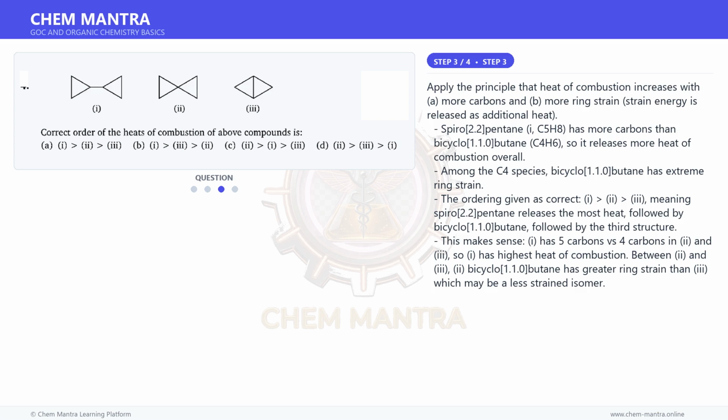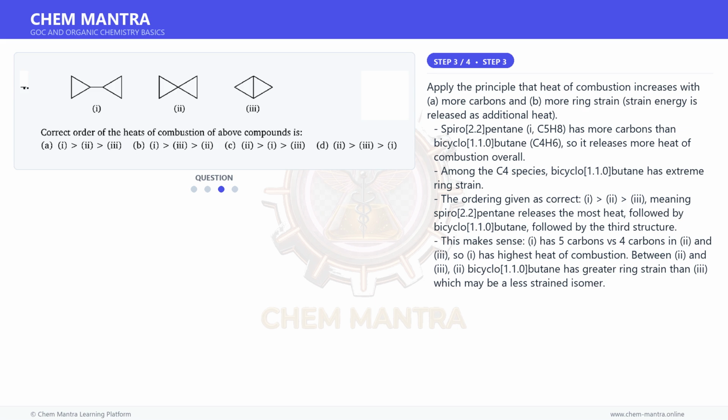Apply the principle that heat of combustion increases with A, more carbons, and B, more ring strain. Strain energy is released as additional heat. Spiro[2.2]pentane, 1, C5H8, has more carbons than bicyclo[1.1.0]butane, C4H6, so it releases more heat of combustion overall. Among the C4 species, bicyclo[1.1.0]butane has extreme ring strain.